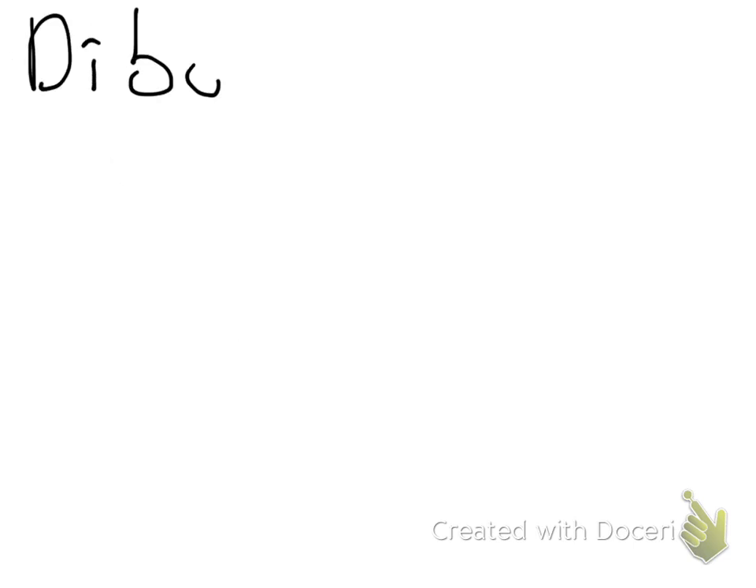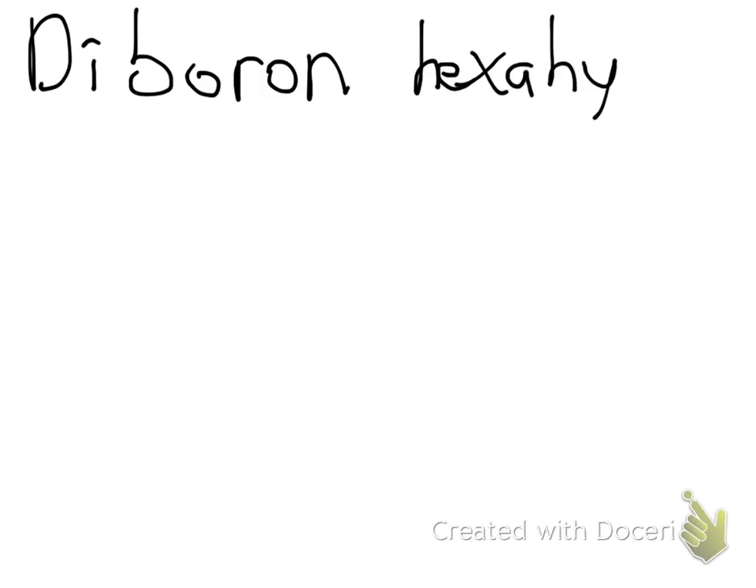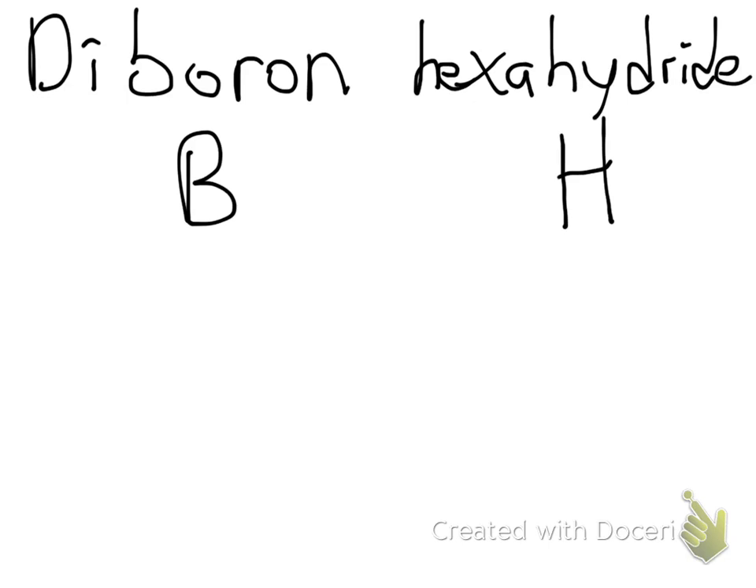And for the last one, we will be looking at diboron hexahydride. So we know that boron has a chemical symbol of B, and hydride, which is hydrogen that changed into hydride because the ide suffix was added to it, has a chemical symbol of H. So there's a prefix di in front of the boron, which means that there's two atoms, and you write a 2 next to it. And for the hydrogen part, hydride, there's a hexa. Hexa means 6, so you put a 6 next to the H.